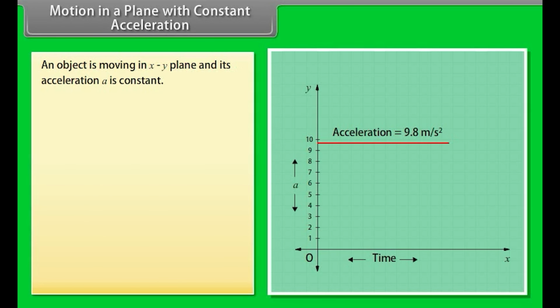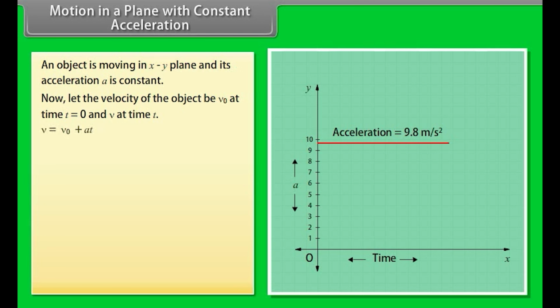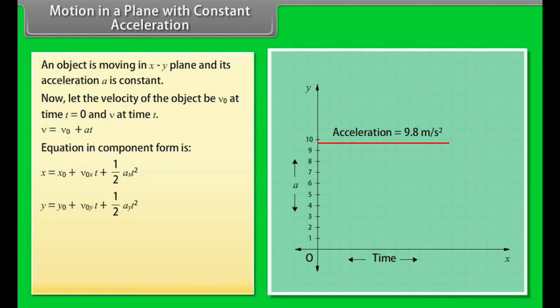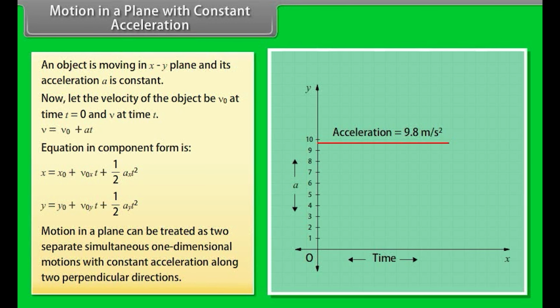Motion in a plane with constant acceleration. Let us take an example to understand. An object is moving in xy plane and its acceleration a is constant. Now, let the velocity of the object be v naught at time t equal to 0 and v at time t. v = v naught + at. This is the equation in component form. We conclude that motion in a plane can be treated as 2 separate simultaneous one-dimensional motions with constant acceleration along 2 perpendicular directions. These results are also valid for 3-dimensional motion.